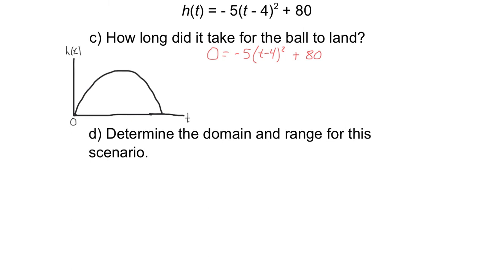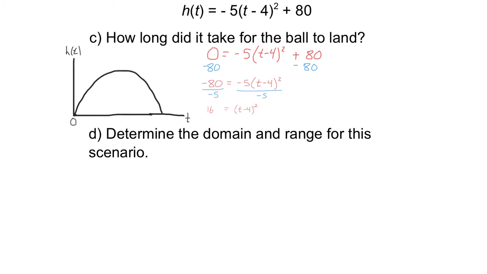So I'm doing some algebra here. I have to isolate for t. That means I need to do the opposite operation to start moving all the terms that are not t to the other side. So I'll start by subtracting 80 from both sides. Now I have to divide both sides by minus 5. So I have 16 equals t minus 4 squared.